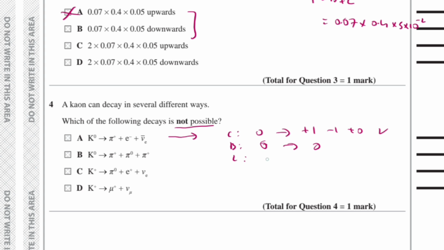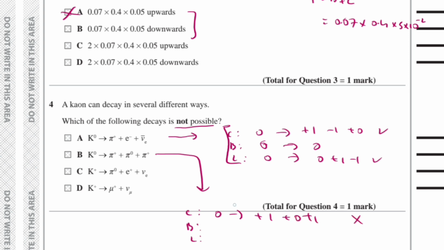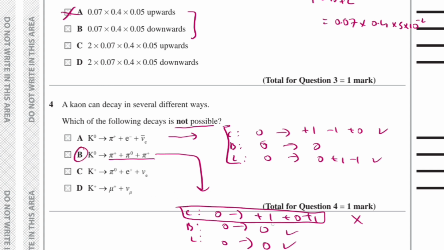And for lepton, it's 0 on the left hand side. On the right hand side it's 0, +1, -1, so it is conserved. Let's see option B, charge, baryon, lepton. Charge is 0, then +1, +0, +1. It is not conserved. This could be our option. Baryon is 0, lepton is 0 because none of them are leptons. So these two are conserved, but our charge is not conserved. So this could be our option.